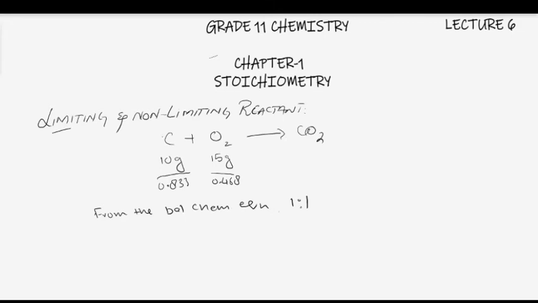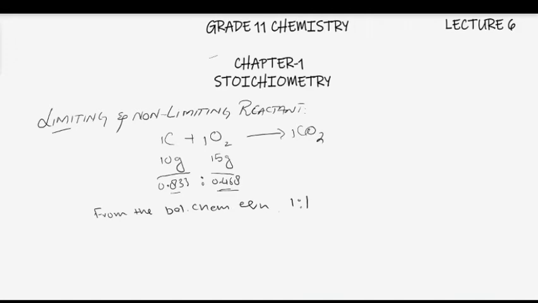From the balanced chemical equation, we know that the molar ratios are 1:1. That is, 1 mole of carbon reacts with 1 mole of oxygen to produce 1 mole of carbon dioxide. If you determine the molar ratio between carbon and oxygen that are given to us, it's not equal to what we have from the balanced chemical equation. That is different from 1:1. Because for 0.83 moles of carbon, we would need 0.83 moles of oxygen, which are not present here. Or you can say that for 0.468 moles of oxygen, we would need 0.468 moles of carbon. And in fact, we have carbon in excess here, which makes oxygen the limiting reactant.